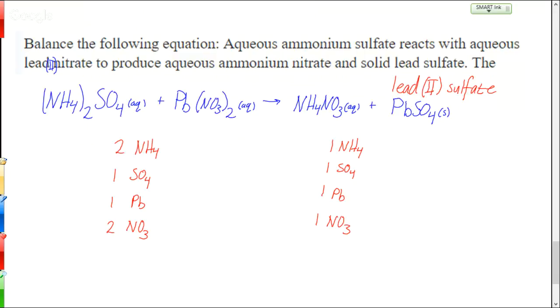So in this case, to balance it, all we have to do, I think, is put a 2 here. That changes the ammonium, that changes the nitrate, and everything's balanced. So probably the hardest part of this is putting those compounds together properly in the first place, right?